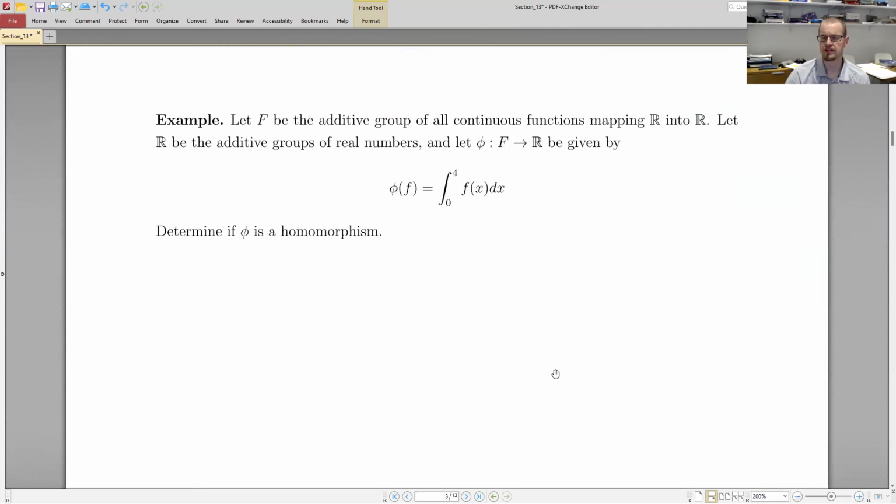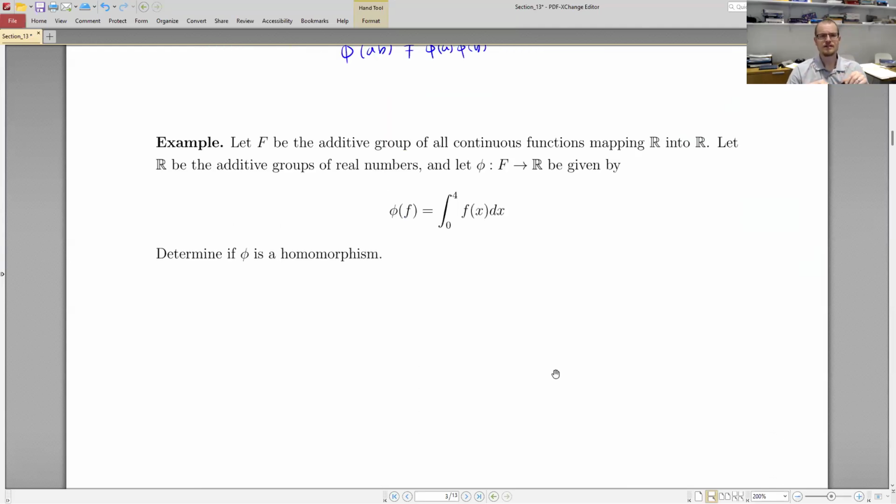All right, so one more example for this video. Let F be the additive group of all continuous functions mapping real numbers into real numbers. Let R be the additive group of real numbers. Excellent. So F is the additive group of continuous functions, and let R be the additive group of real numbers. So F is functions R to R. And now we want to talk about the mapping from F to R, given by phi of the function is defined to be the integral from 0 to 4 of that function.